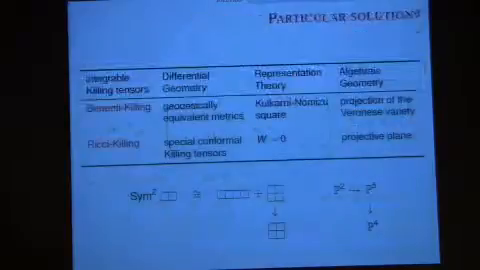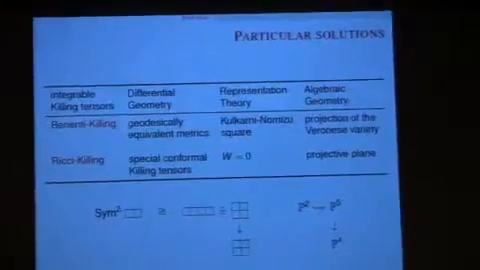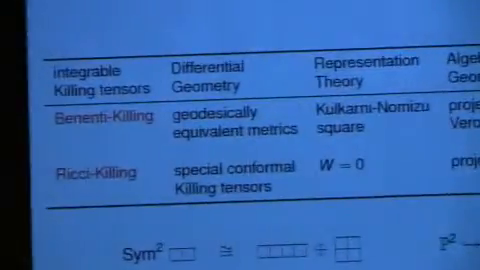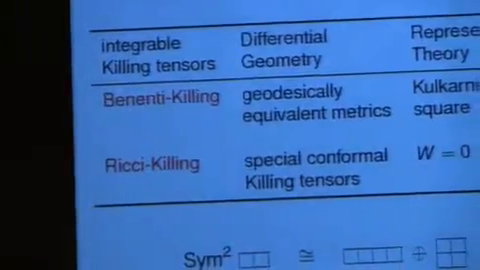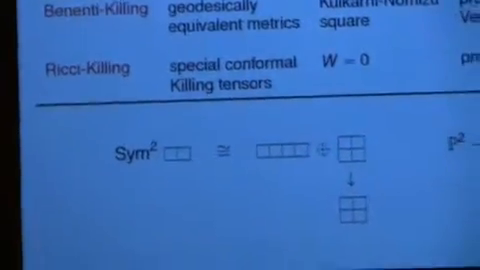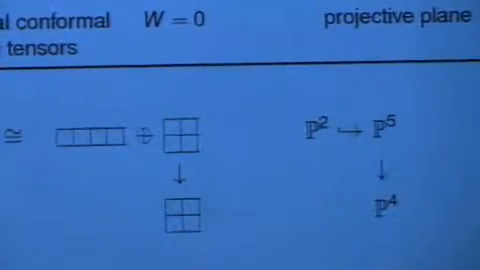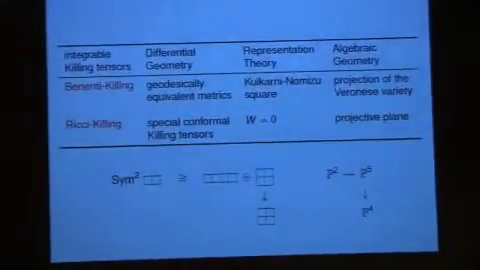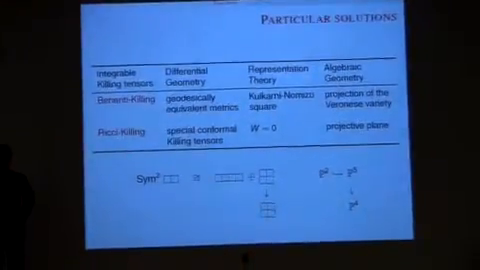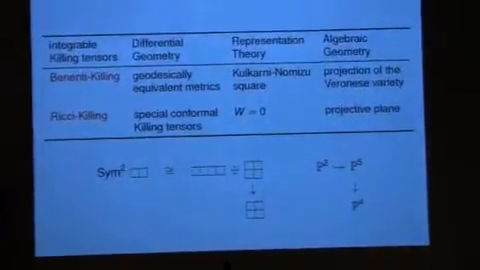Right. Okay. So, well, we know that quite a wide family of integrable Killing tensors arises from geodesically equivalent metrics. I call these Killing tensors Benenti Killing tensors. And there's a nice representation theoretic interpretation of this construction, which is the Kulkarni-Nomizu square. This is the natural way to construct a Riemann tensor out of a symmetric 2-tensor, which is just taking the symmetric product, decomposing into irreducible components and projecting down to the component corresponding to curvature tensors.